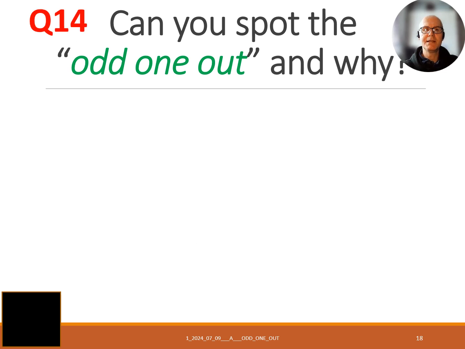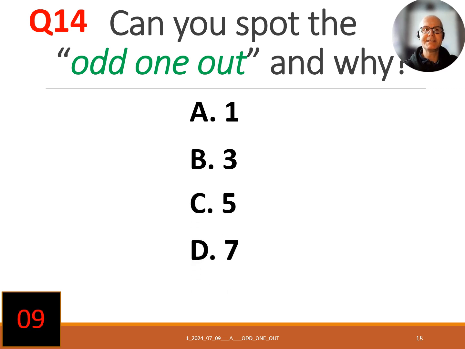Question 14. Can you spot the odd one out and why? A. 1. B. 3. C. 5. And D. 7. Can you spot the odd one out and why?